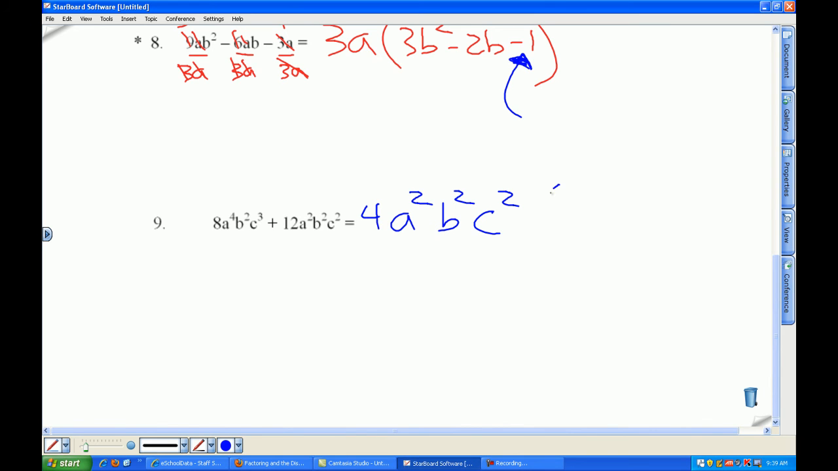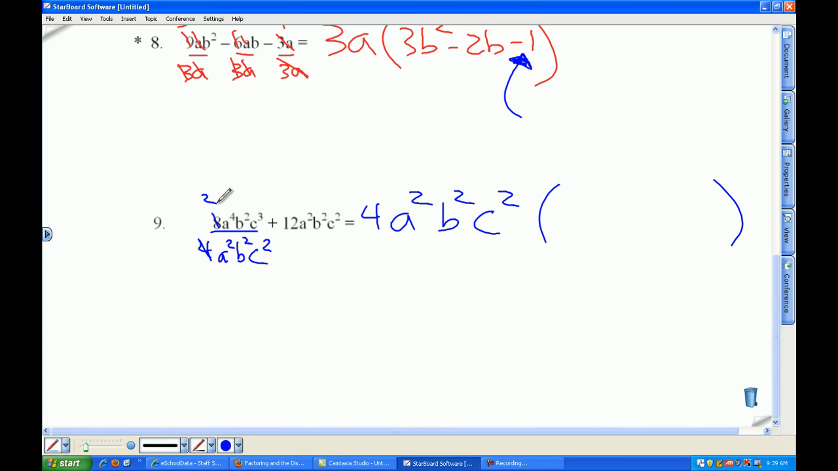Okay, so doing some of this stuff mentally, trying to think of what number goes into 8 and 12, the largest number. We're going to divide each of these by 4, A squared, B squared, and C squared. Okay, 4 goes into 8 2 times.